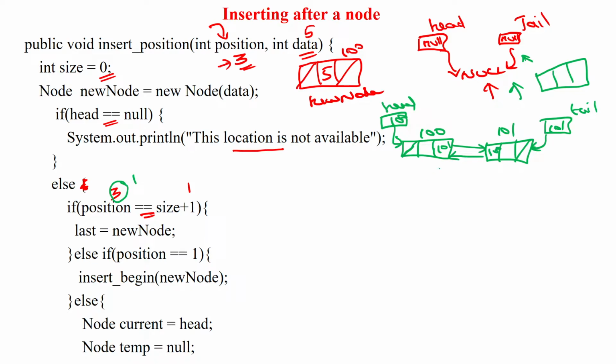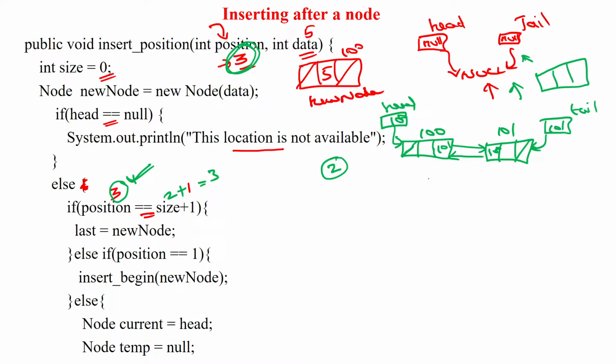So my size of the linked list is 2. If I want to insert at position number 3, then 3 is equal to my size, which is 2, plus 1, equal to 3. So both are equal. If that is the case, I have to insert my node at the end of the list.